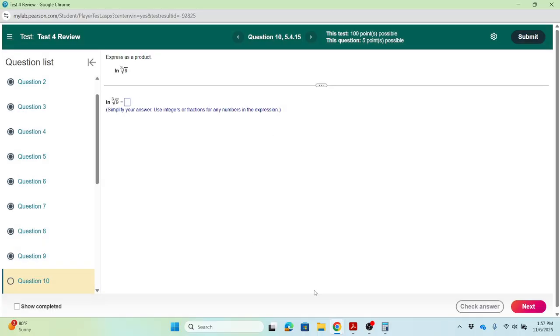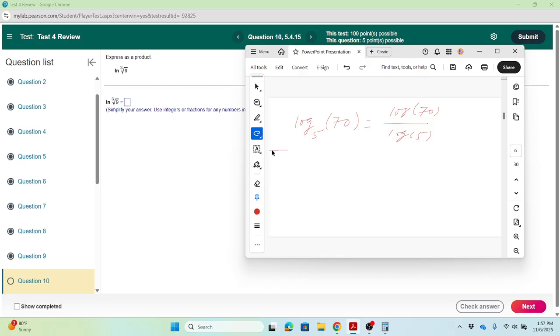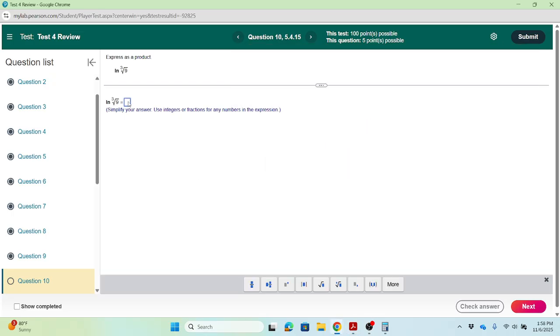Express as a product, use log properties. I can write it as ln 9 to the power 1/3. This root means 1/3, and because of the power rule you can bring this 1/3 down and write 1/3 times ln 9. So as a product, it's 1/3 times ln 9.